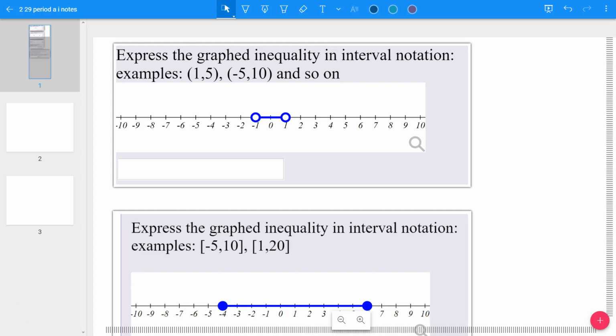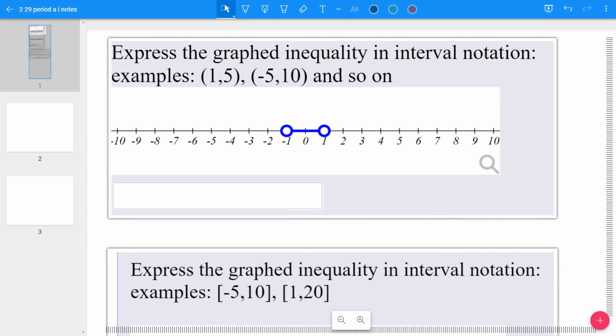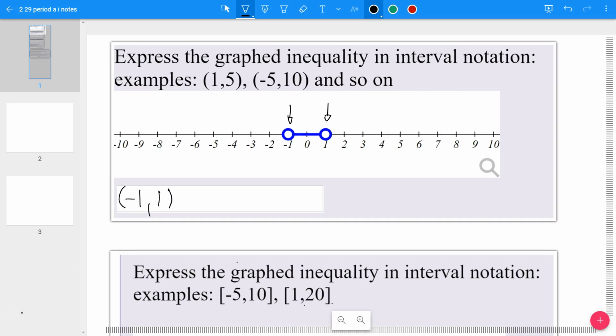In this one, let's review writing interval notation and then how to use that to solve a quadratic inequality. So express the graphed inequality in interval notation. What matters here is to observe that this is an open circle and this is an open circle. That means that when you write the interval notation, you put -1, and next to the -1 you put a parentheses, you put a comma, and next to the +1 again you put a parentheses because it's an open circle.